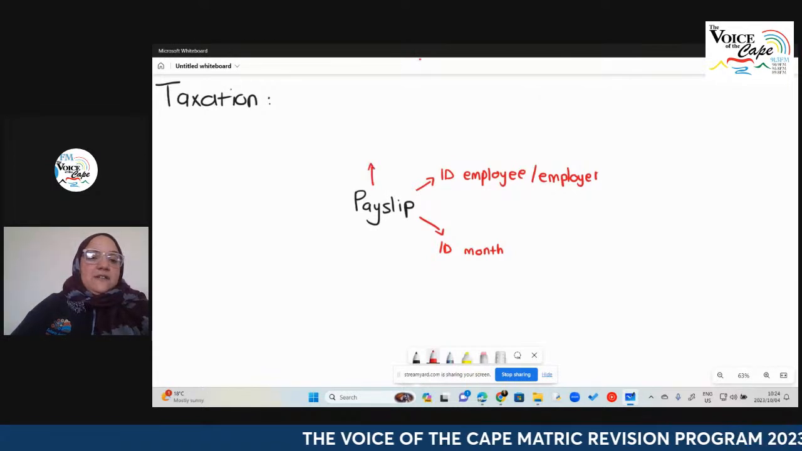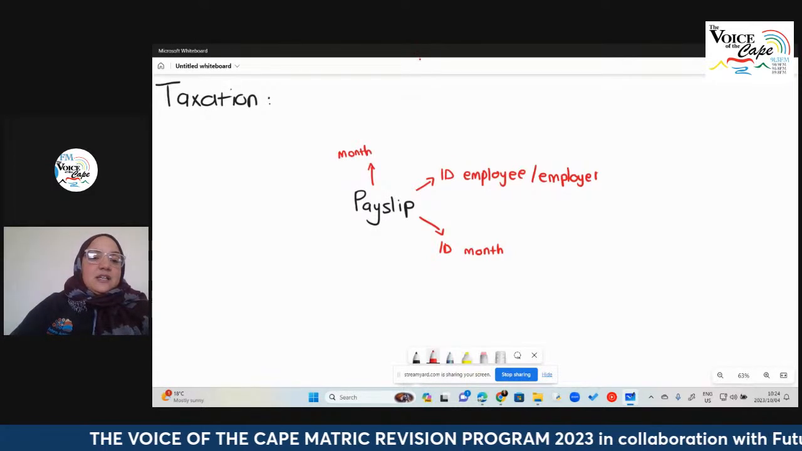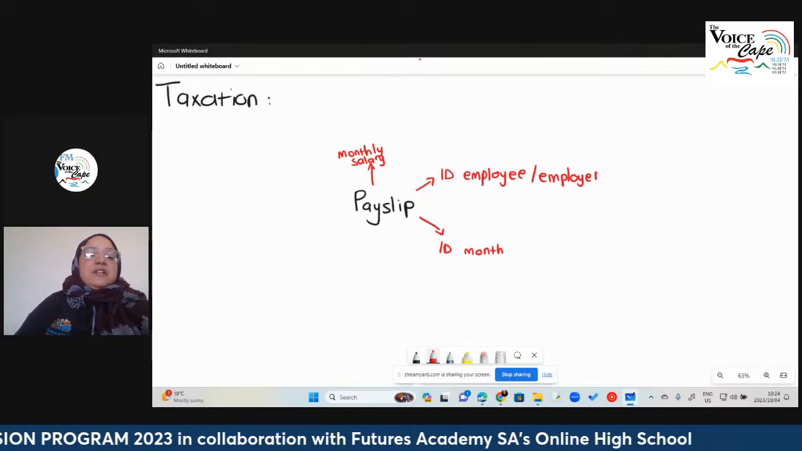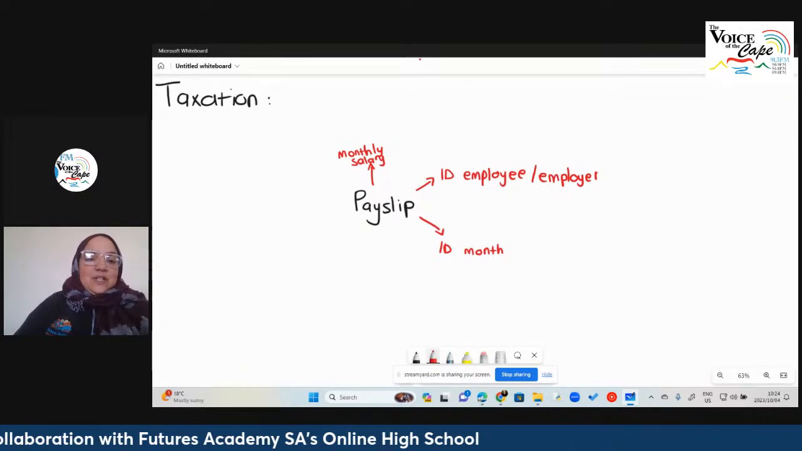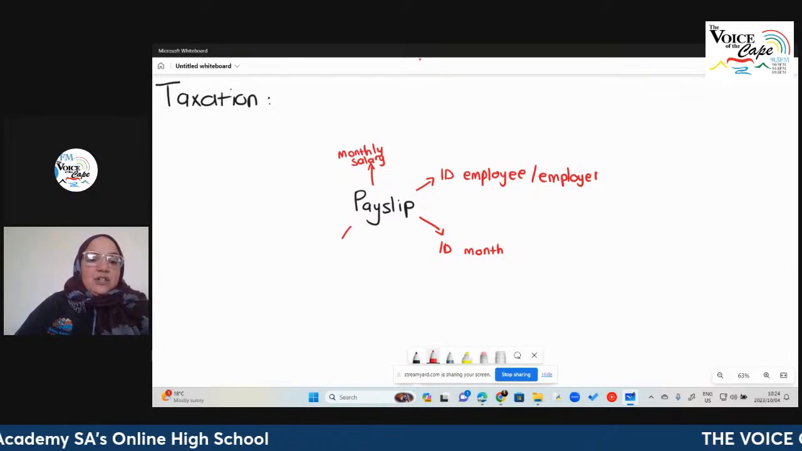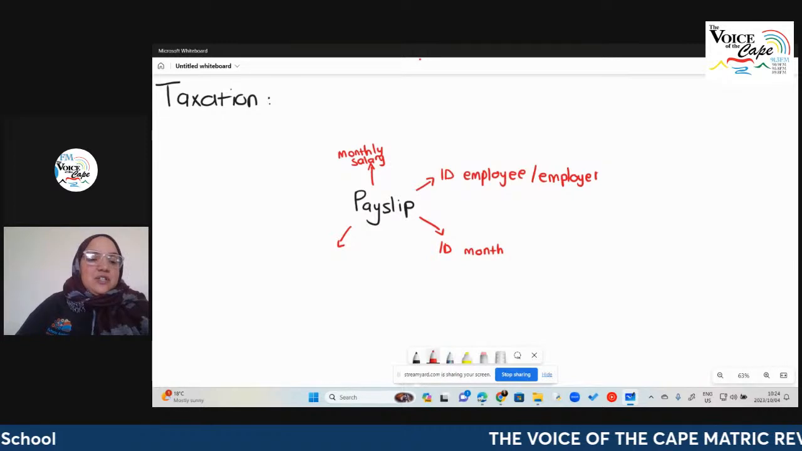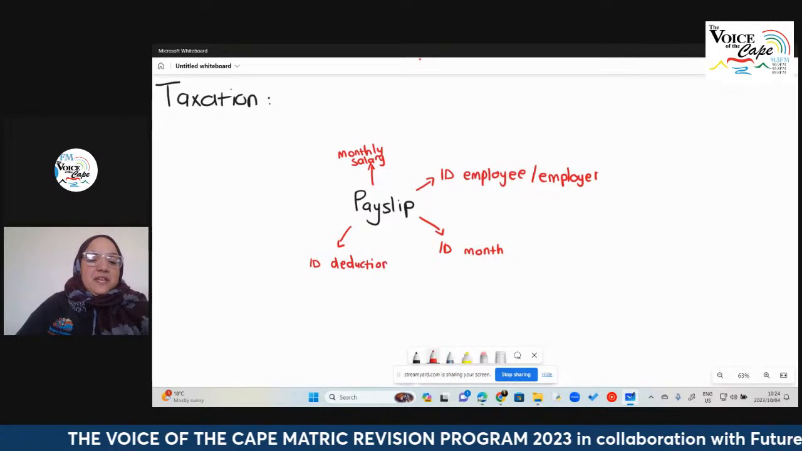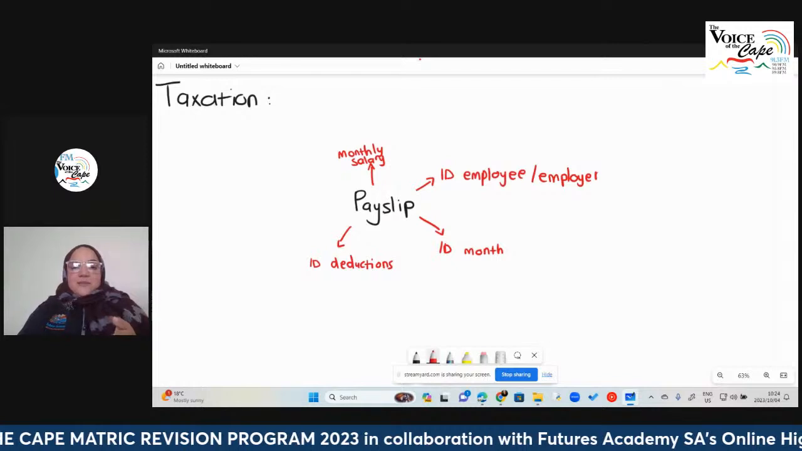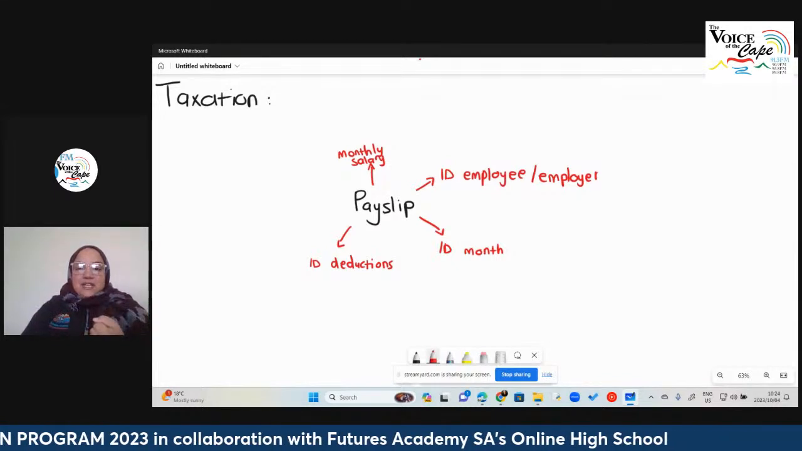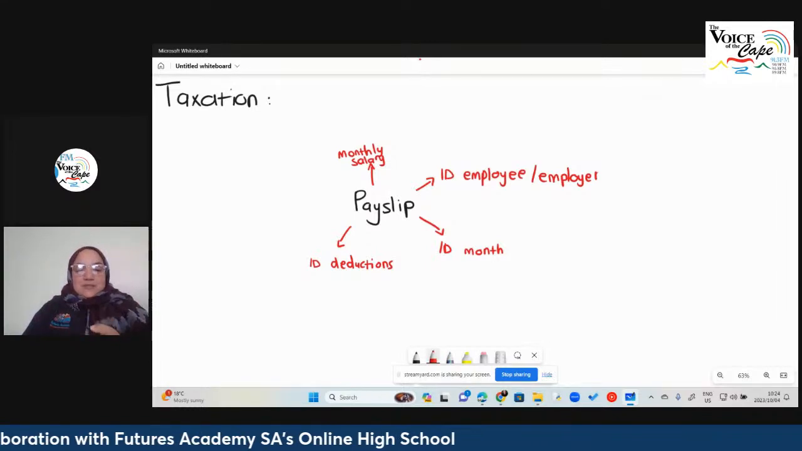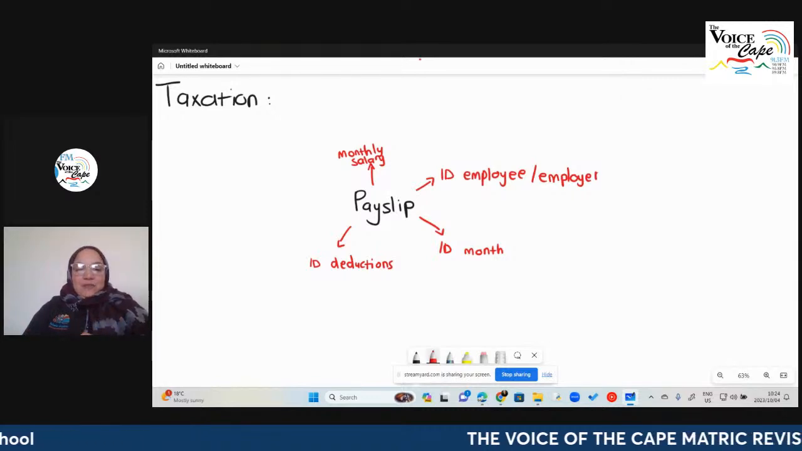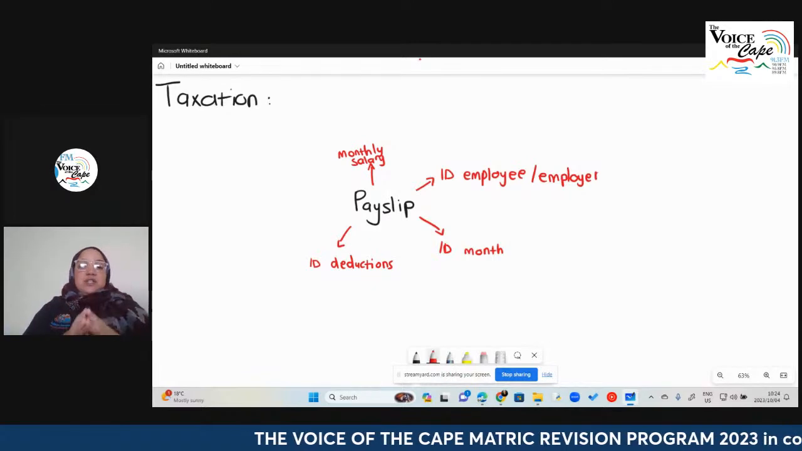You need to be able to identify the person's monthly salary. Remember, salary is usually monthly, but just monthly salary, not annual. And you'll see why that's important. And then the last and one of the most important things is that you need to be able to identify the person's deductions from their payslip. So when we're working with payslips, we need to be able to see who is receiving the money, who is paying the money, when this money is being paid, how much money is being paid, and what gets deducted from this person's salary. Those are the things that you need to look out for.